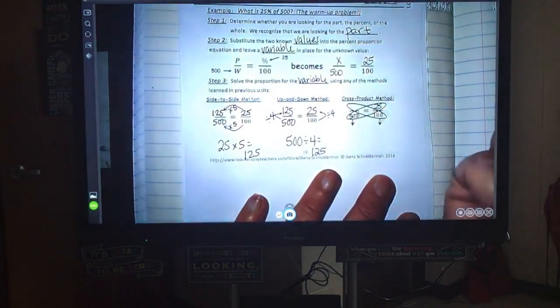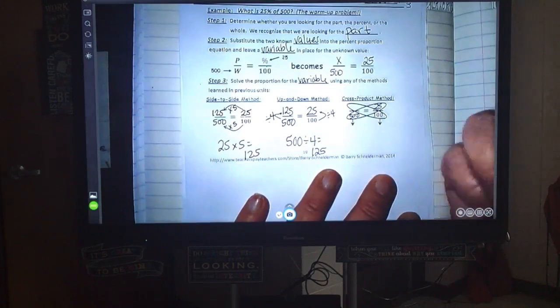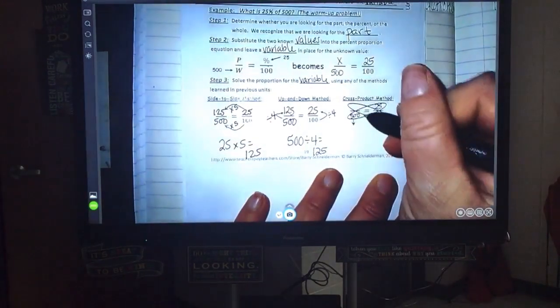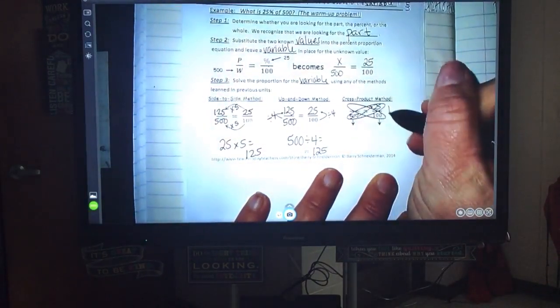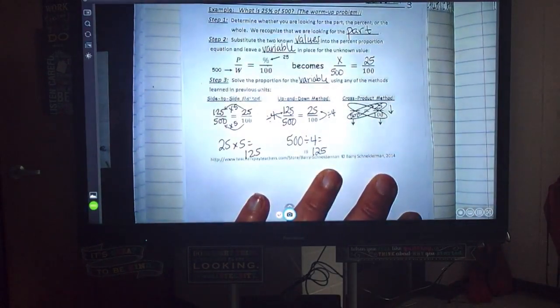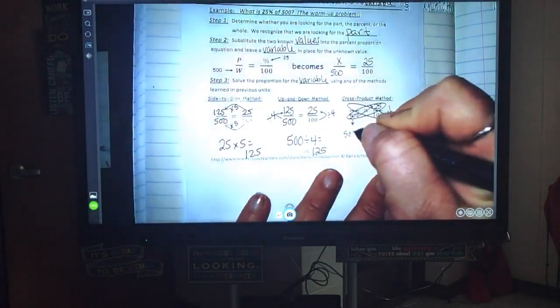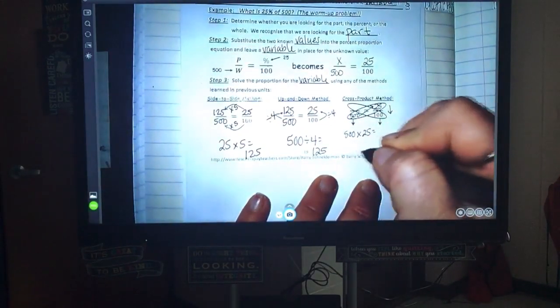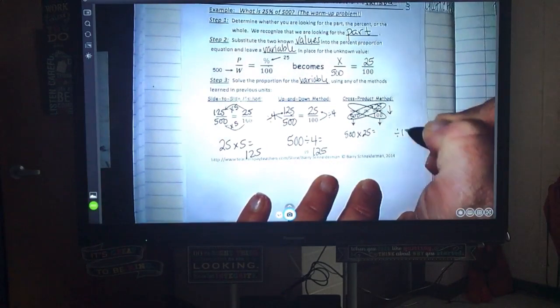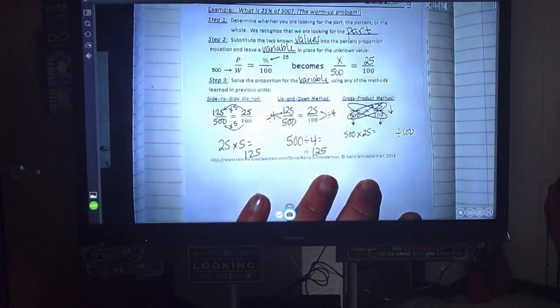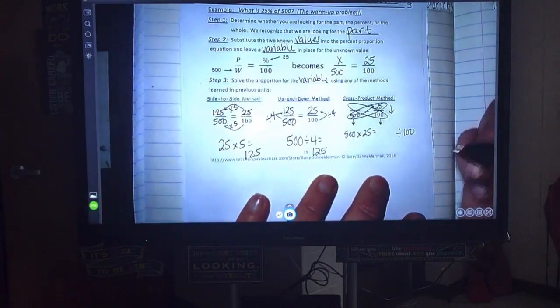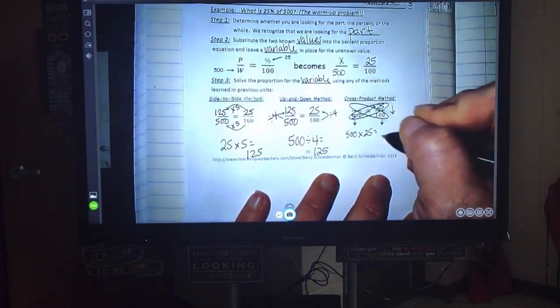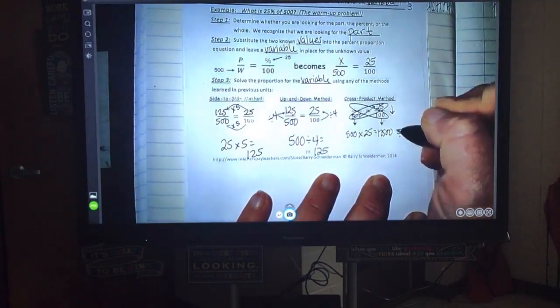The last method is this one. This is what I taught my first and second period. You cross multiply, then you divide. Okay, so essentially I'm going to do 500 times 25, and then I'm going to do this answer divided by 100. So what is 500 times 25? Anybody know? Come on, y'all. 12,500. Yeah, right? I knew that. Definitely.